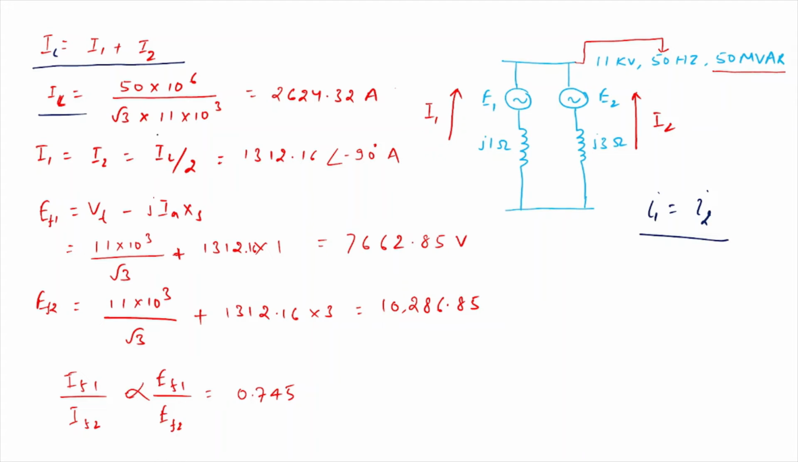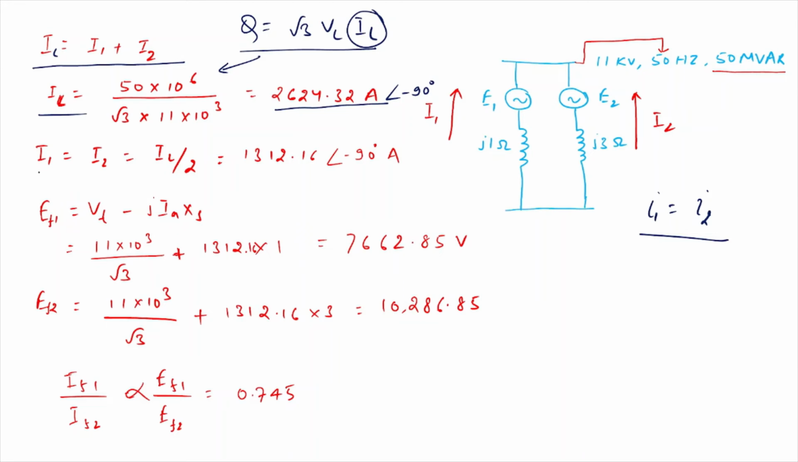Now the power supplied to the grid would be calculated using Q equals root 3 VL IL, right? I have written this formula and solved to calculate this IL, and IL turns out to be 2624.32 ampere. Now this would be at minus 90 degrees, right? Because it would be lagging current as I told you.